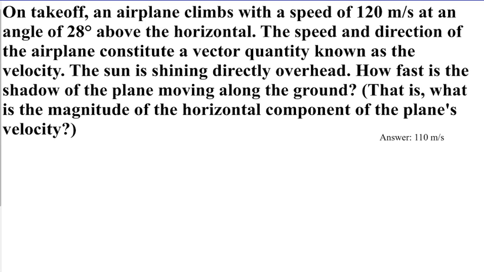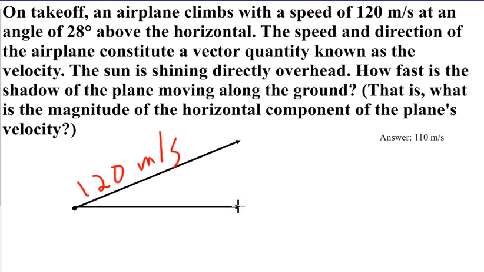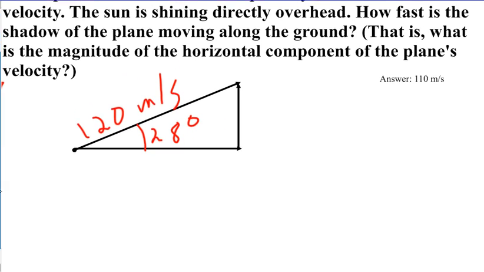So let me just draw a quick vector diagram. If this is our velocity, and let me label this, this is going to be 120 meters per second. And let me draw out the horizontal and vertical components. So we have our horizontal component here and vertical over here. We are told that the angle here is 28 degrees. So in this case, all we are doing is looking for the horizontal component. So we just need to find our x.